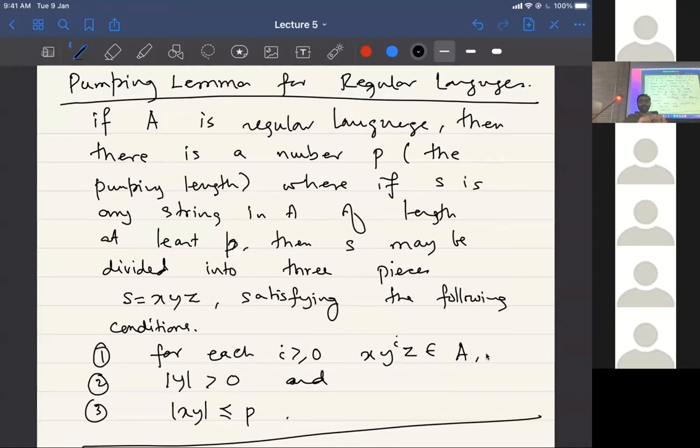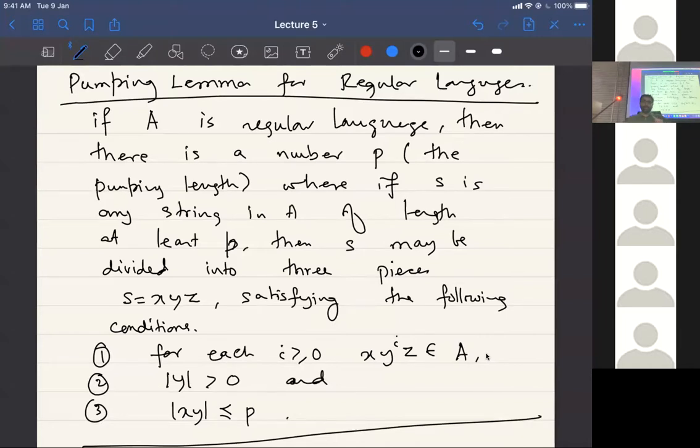You can always find a number P. This number P is called the pumping length, such that you can find a string in the language of at least length P. At least length P means that it has length exactly P, or it is bigger than P. Suppose P is 2, then you have a string of length 2 or more. If P is, let's say, 10, then the string is of length 10 or 11 or 12, anything greater than 10.